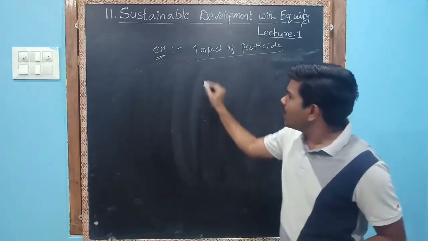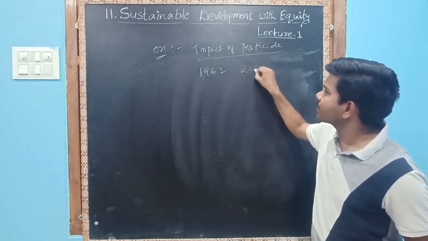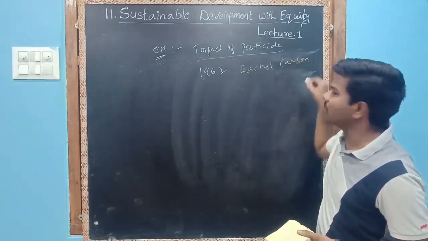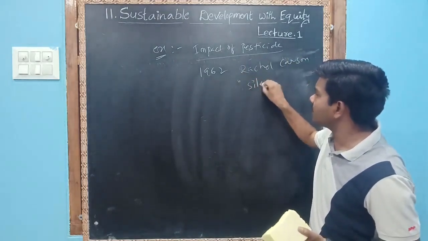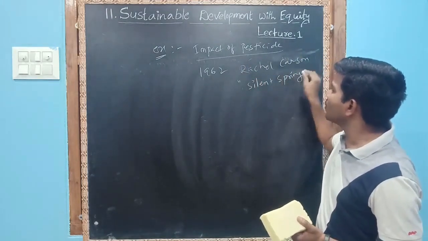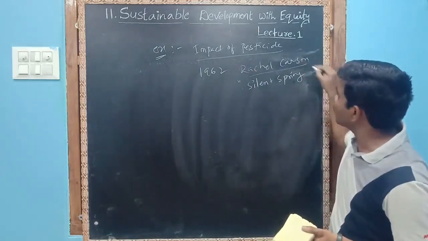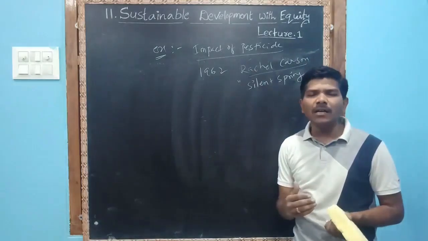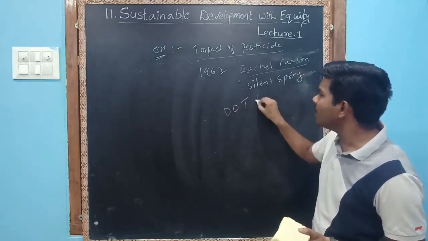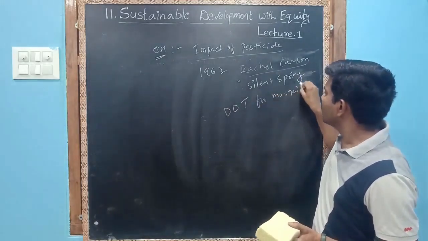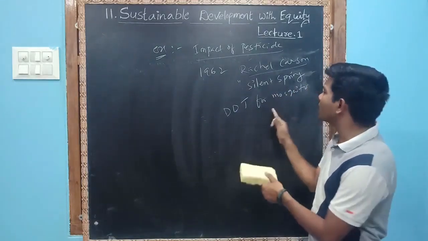So what happened? In 1962, Rachel Carson wrote a book. The book's name is Silent Spring. Very, very important. She wrote a book which is called Silent Spring. It indicated that most people were spraying DDT for mosquito control. We were spraying DDT pesticide for the control of mosquitoes.